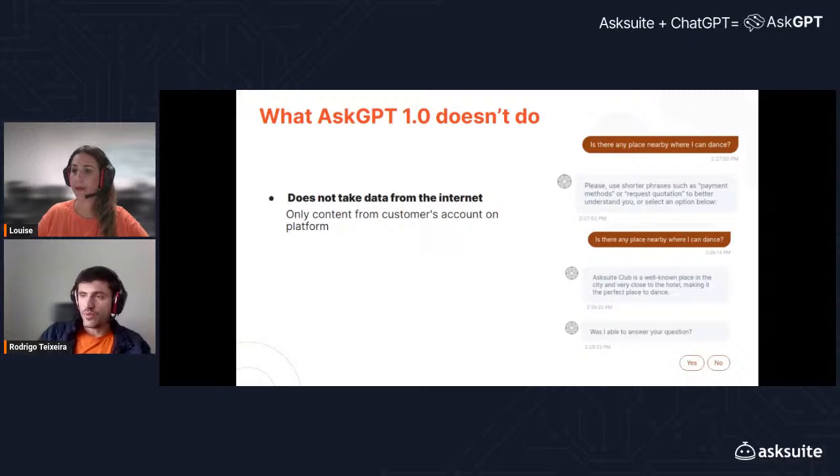In this example, the traveler is asking for a place to dance near the hotel, and we are unable to get info on the internet to respond about dance clubs. But of course, you have some ways to teach our algorithms, including AskGPT, to appropriately respond to this question. And we will see it soon.